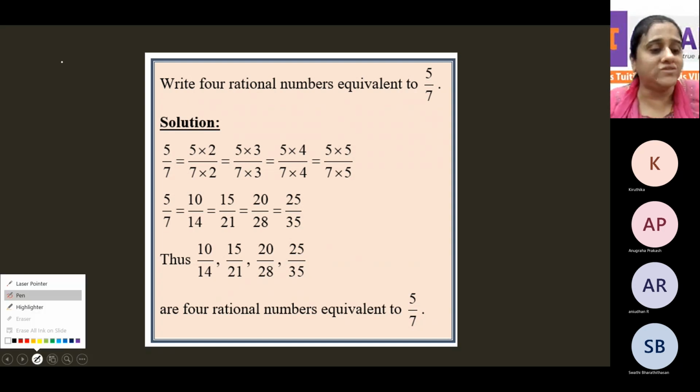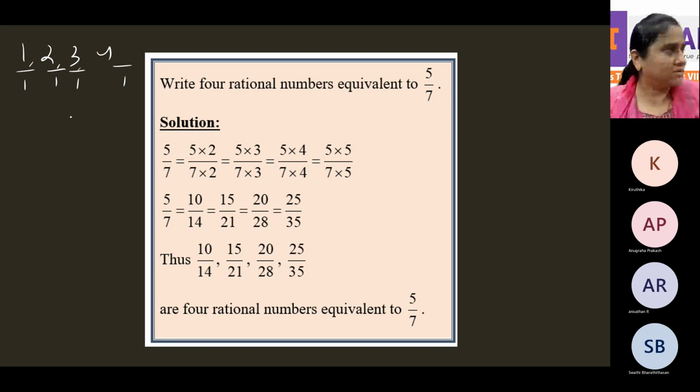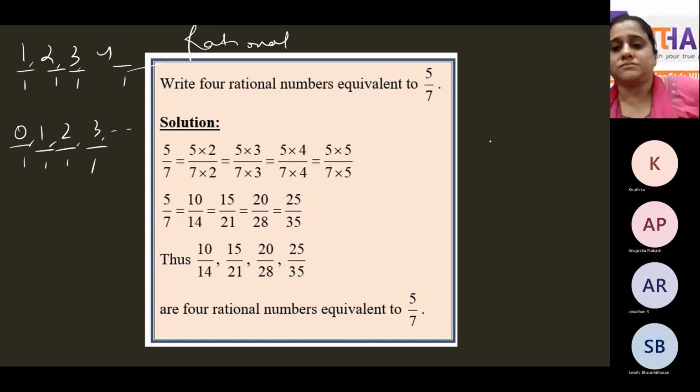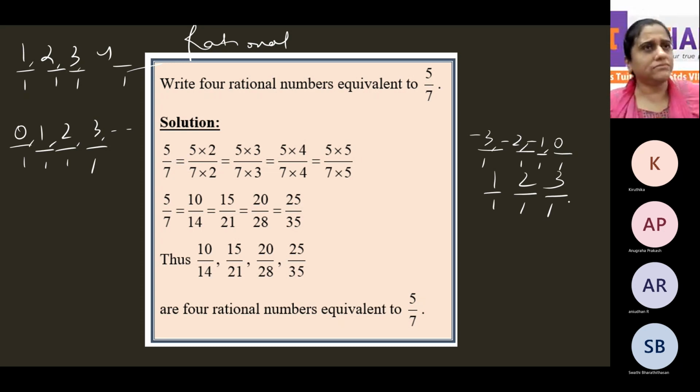So I was telling you that every natural number, see here, 1, 2, 3, 4, everything can be taken by 1, correct? Everything can be taken by 1. So everything is a rational number. Every whole number can be taken by 1. So it's a rational number. Every integer can be taken by 1. So rational number. Which means every natural number is a rational number.